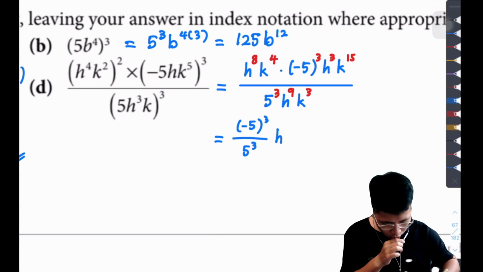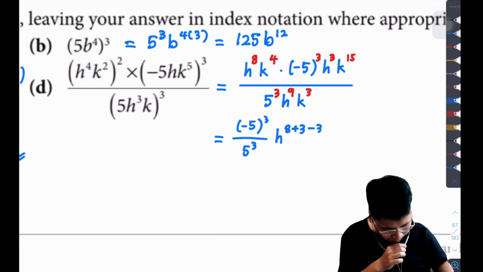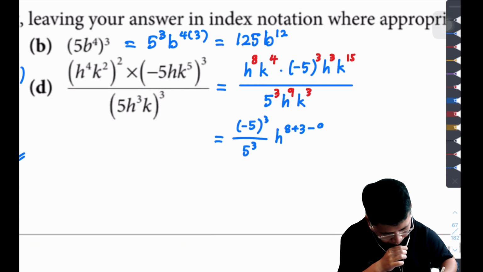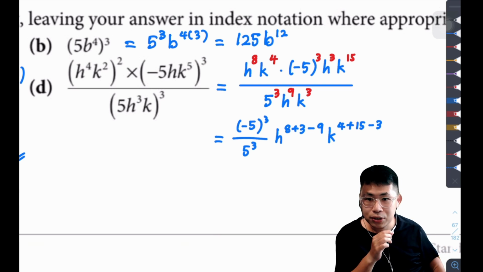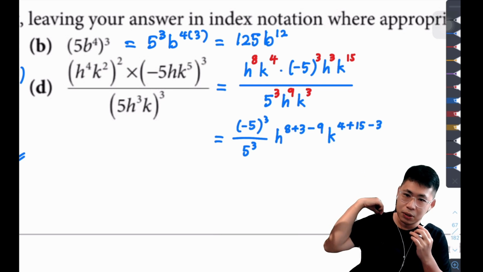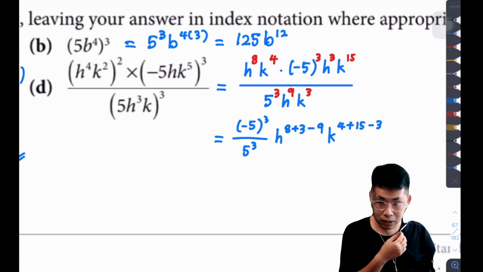Alright, then we have our h. On top we have our 8 and 3. At the bottom we will minus 3, minus 9. Okay, and k, on top we have 4 and 15. At the bottom we have a 3, so we need to minus off a 3. So things above will add, things below will minus, because it's a times above and divide below.